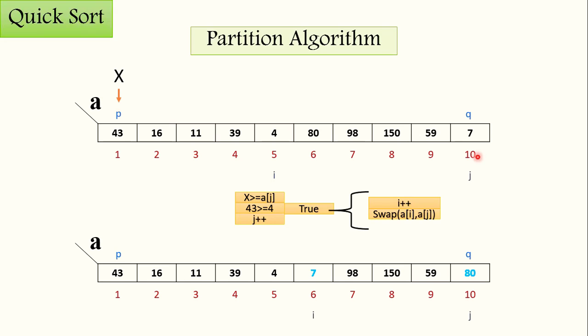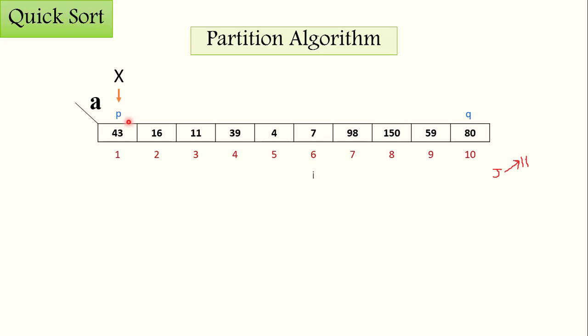J plus 1, so J value will become 11, which means the scanning is completed. So after scanning completion, the position of I is 6 and the position of J is 11.